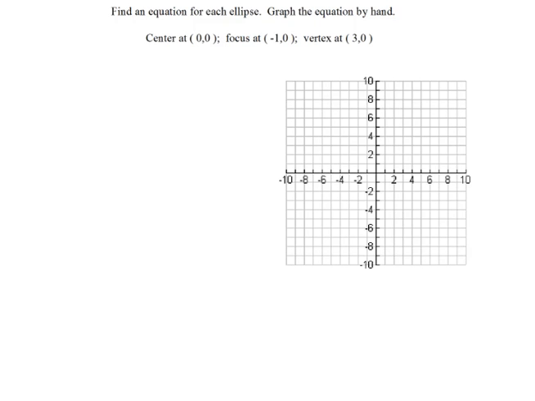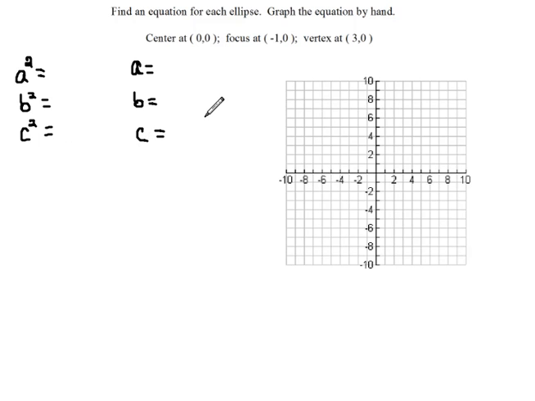Okay, here we have an example that says find an equation for each ellipse. And then we're going to graph the equation by hand, which actually graphing these things by hand is not bad at all. Since I'm going to be talking about an ellipse here, I'm going to go ahead and list out a place for a squared, b squared, c squared, and then a, b, and c. Very, very important to keep track of this bit of information.